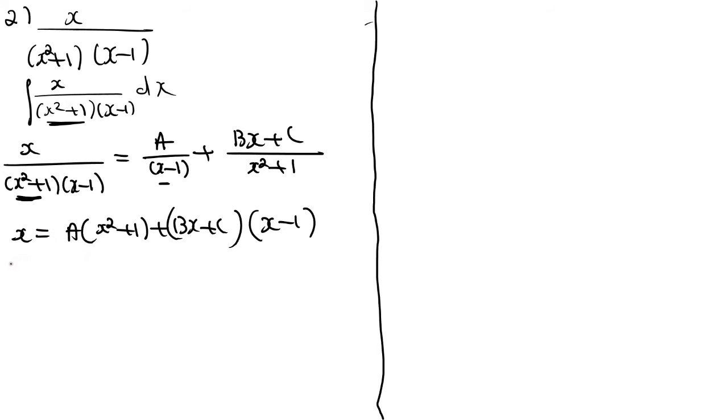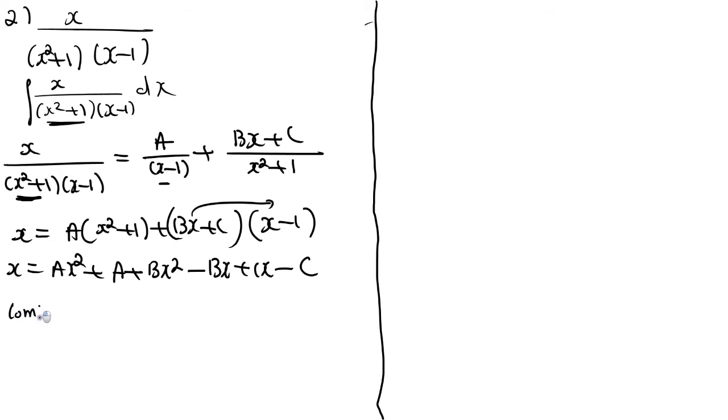See, I'll write it as x is equal to, multiplying out, ax square, a into 1 is a, plus b into x is bx square, bx into minus 1 is minus bx, then c into x is cx, c into minus 1 is minus c. First compare the coefficient of x square. Is there any x square in the LHS? No. So it is equal to 0, equal to here a, then here plus b is there. Take it as equation 1.